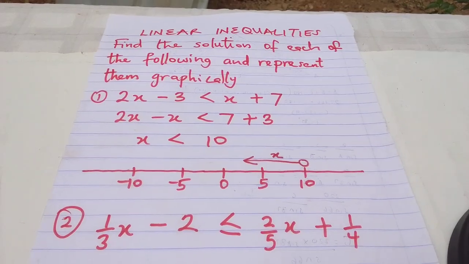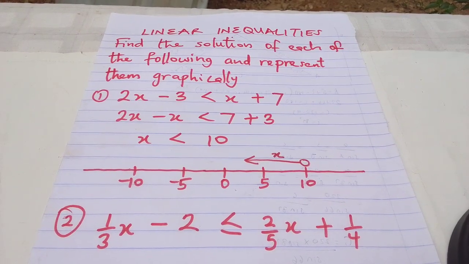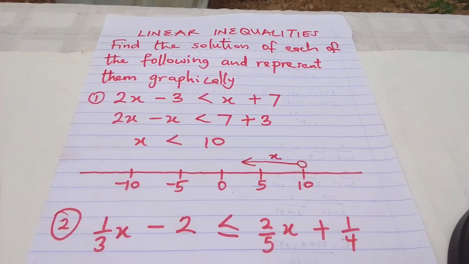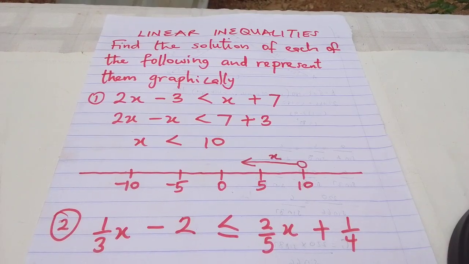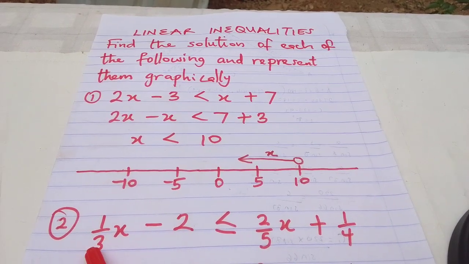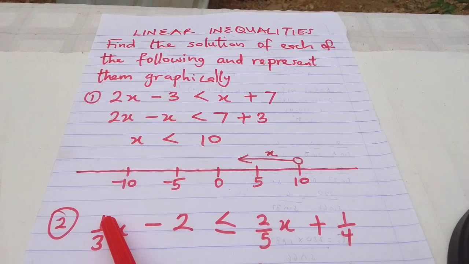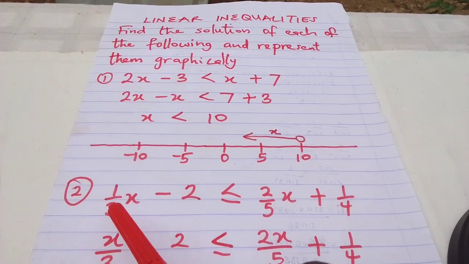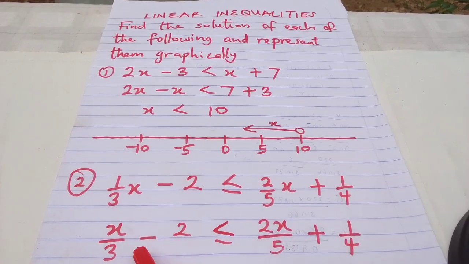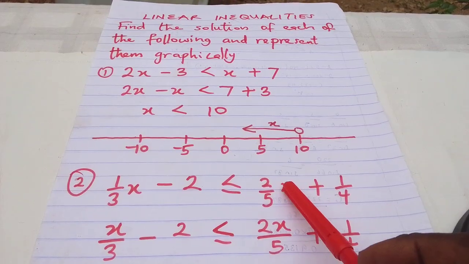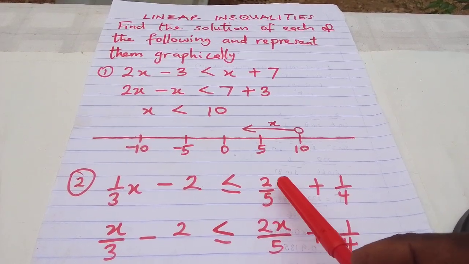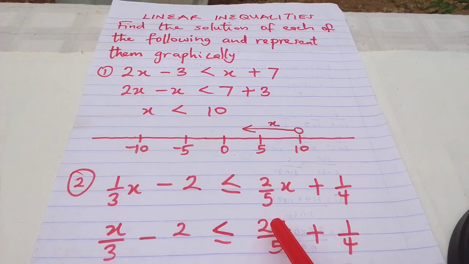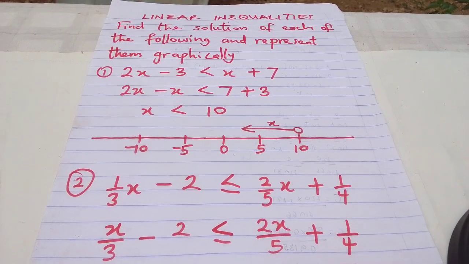Let's have another example. 1 over 3x minus 2 is less than or equal to 2 over 5x plus 1 over 4. First of all, you realize that this 1 over 3x is the same thing as 1 over 3 times x. So you now say 1 times x is the same thing as x over 3 minus 2 less than or equal to 2 over 5 times x, which is the same thing as saying 2 times x, which is 2x over 5 plus 1 over 4.